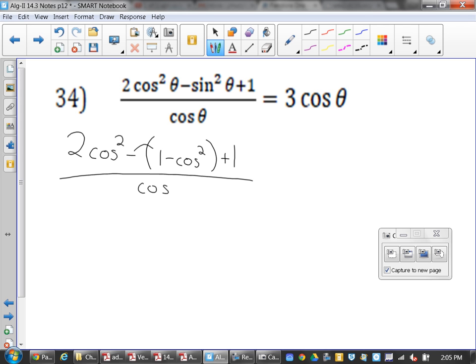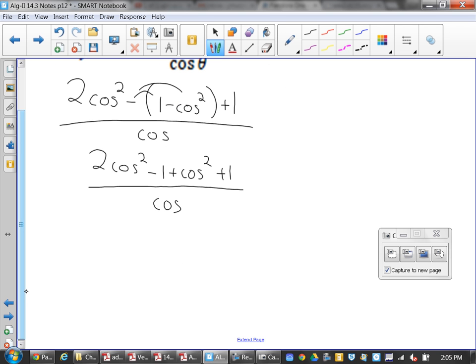Distribute your negative to both parts. You get 2 cosine squared minus 1 plus a cosine squared plus a 1, all over cosine. What's 2 plus 1? Very good. What's negative 1 plus 1? 0. So you wind up with 3 cosine squared and a cosine in the denominator.